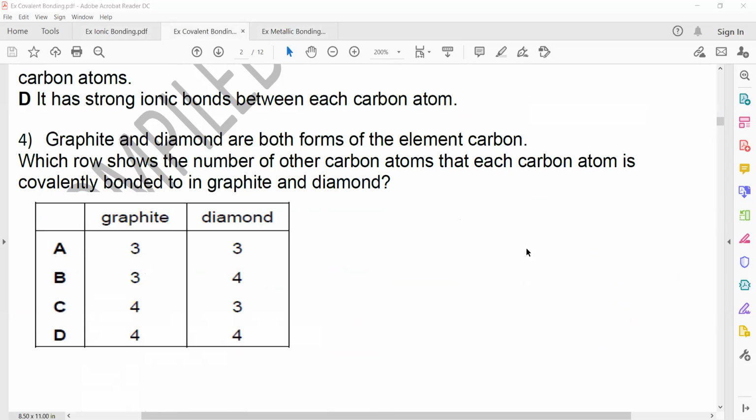Graphite and diamond are both forms of the element carbon. Which row shows the number of other carbon atoms to which each carbon is covalently bonded in graphite and in diamond? What could be the answer? In graphite, there are 3 bonds, and in diamond, there are 4 bonds.